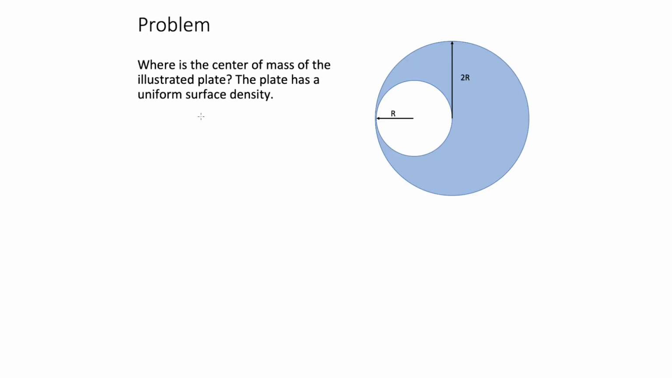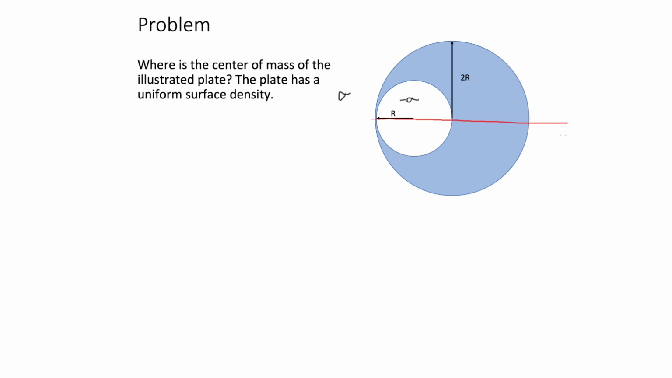Okay, so this is quite a fun problem. We've got a disc with another disc cut out of it. The question asks us, where is the center of mass of the illustrated plate? The plate has uniform surface density, so let's let the surface density be sigma. We can model this system as a big plate with surface density sigma, and then a smaller plate on top of it with surface density minus sigma, because this one is subtracting away from the surface density.